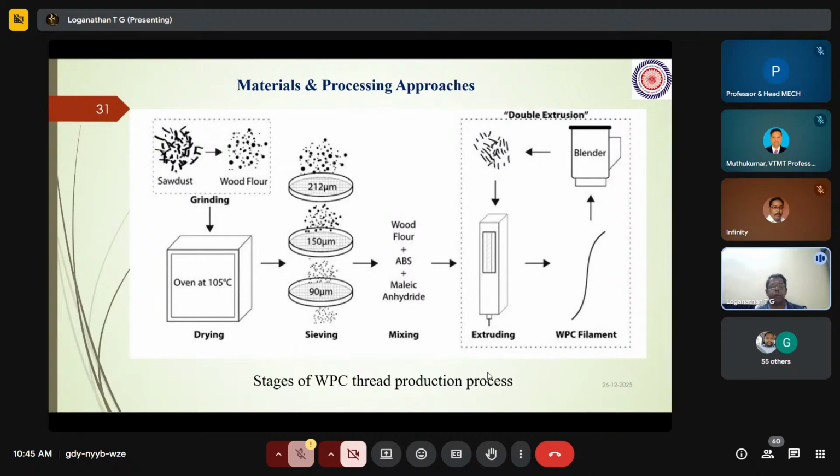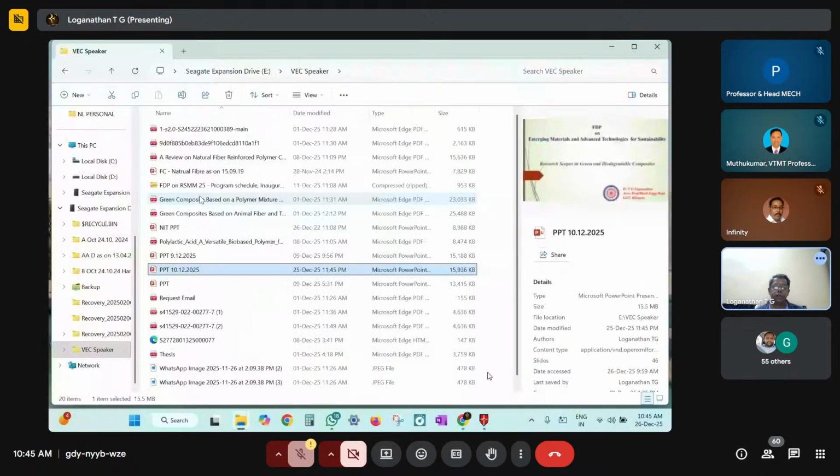And another way of processing is that the same powder, we can grind it.